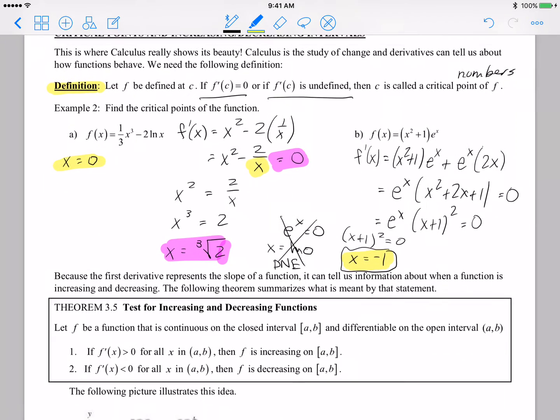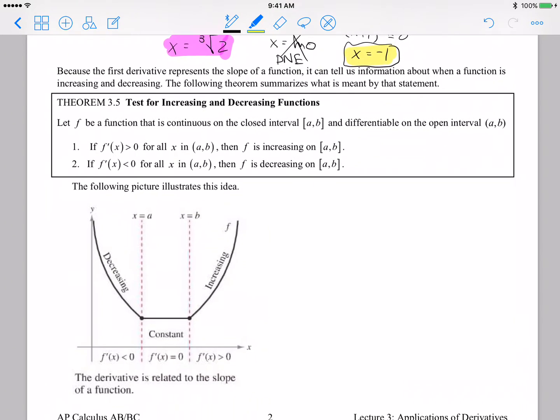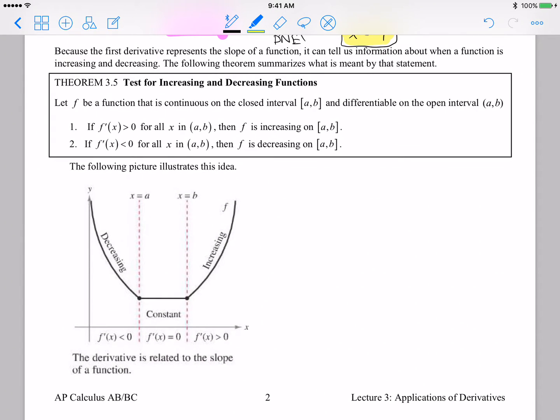Okay, so because the first derivative represents the slope of a function, it is able to tell us whether a function is increasing or decreasing on a particular interval. So that's what this theorem 3.5 says, that if f prime is greater than 0, another way to say that is if f prime is positive, then f is increasing. And that should make sense to you, because if f prime is positive, that means the slope of the tangent line is positive, and so the function should be increasing.